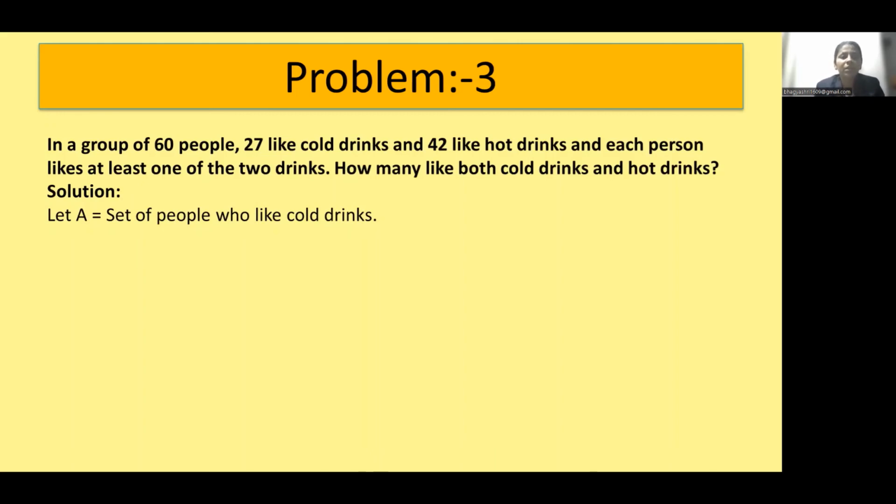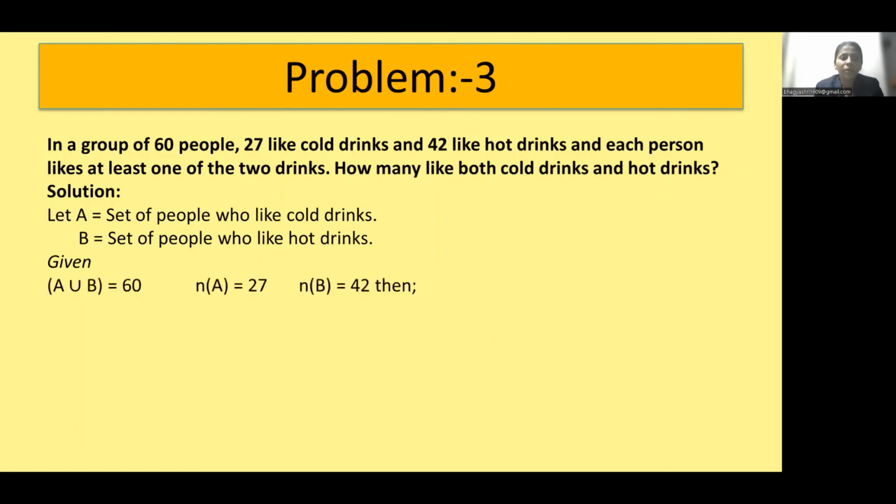Let A be the set of all people who like cold drink. Let B be the set of all people who like hot drink. Therefore, n of A union B is equal to 60, n of A is equal to 27, and n of B is equal to 42.